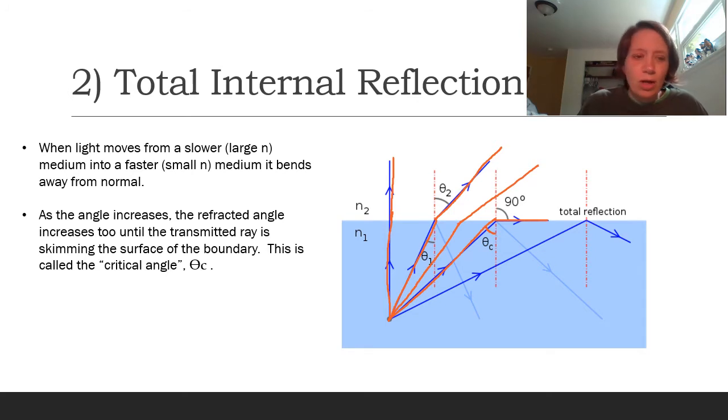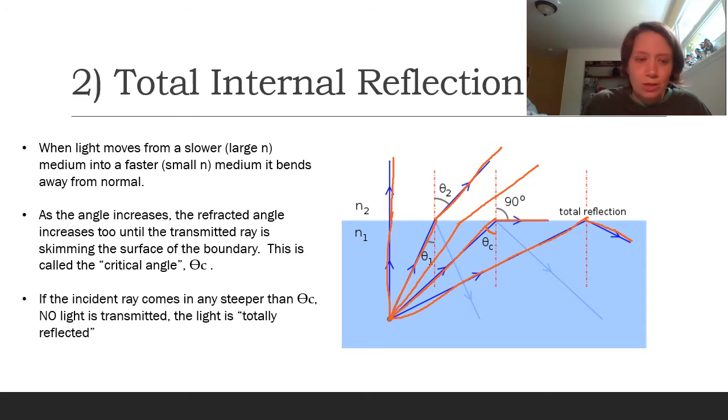And so it's a critical angle between, say, for example, in this example, water and air. And it's an angle you can calculate, and it's really important in physics because if you try to send light in at any steeper angle than that theta c, none of that light is actually transmitted. It actually all gets reflected instead back into the same material, and that is known as total internal reflection.